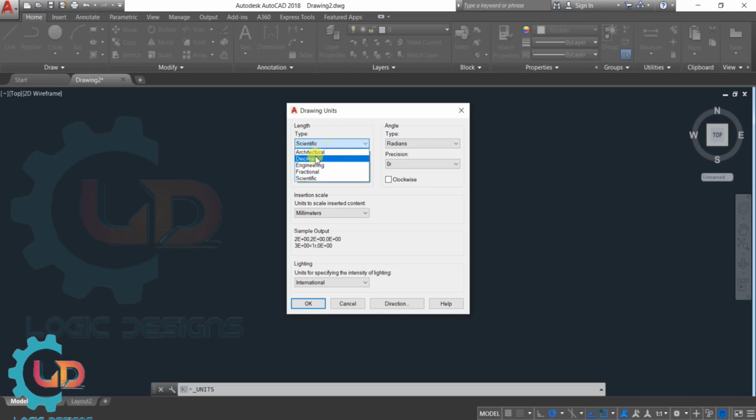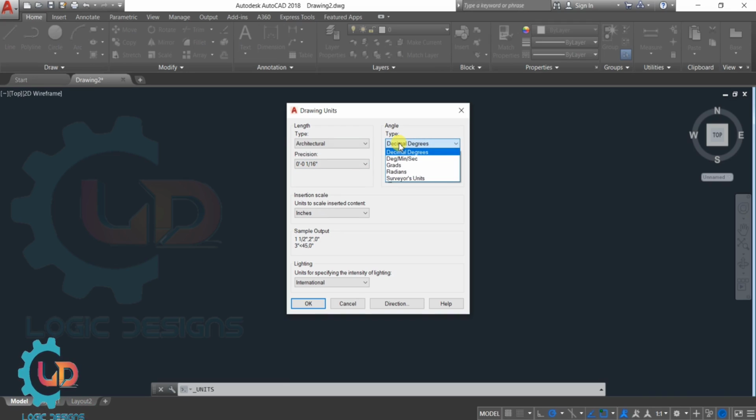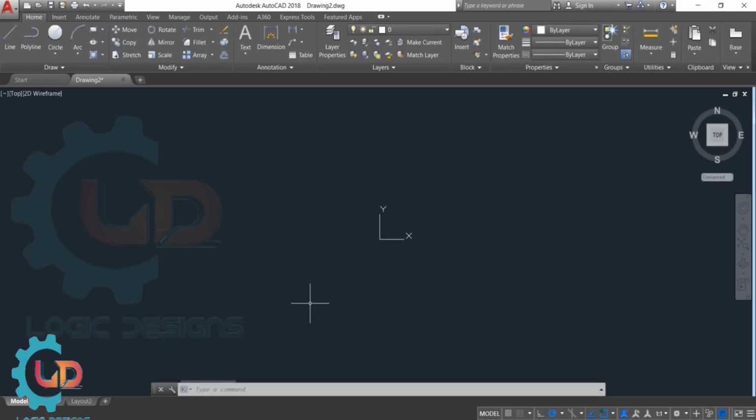Now we will see angle units. In angle units there are 5 types again. First is decimal degrees, second one is degrees minutes seconds, third one is grads, fourth one is radians, and fifth one is survey units. Class, generally decimal degrees, degrees minutes seconds, and survey units are used in AutoCAD. Grads and radians are both not widely used in drafting, so these three are most important.